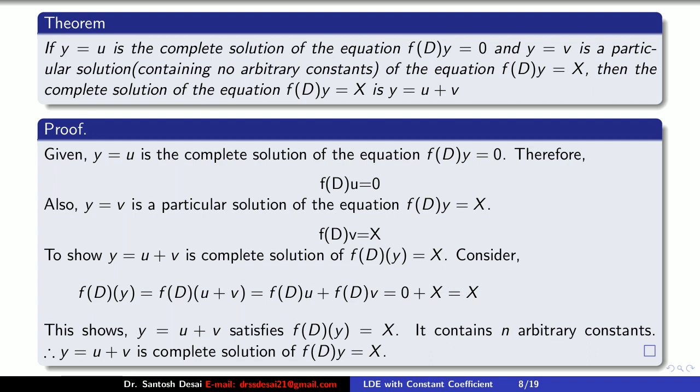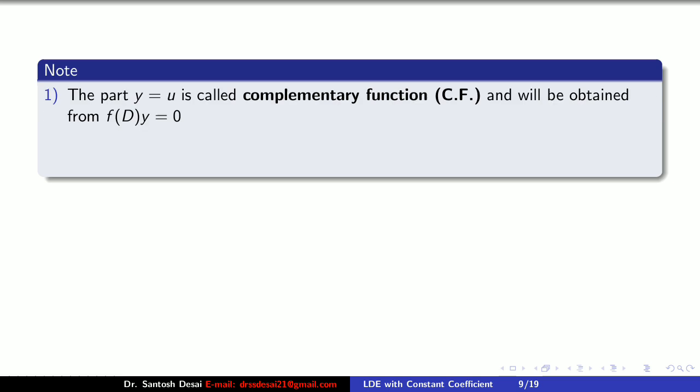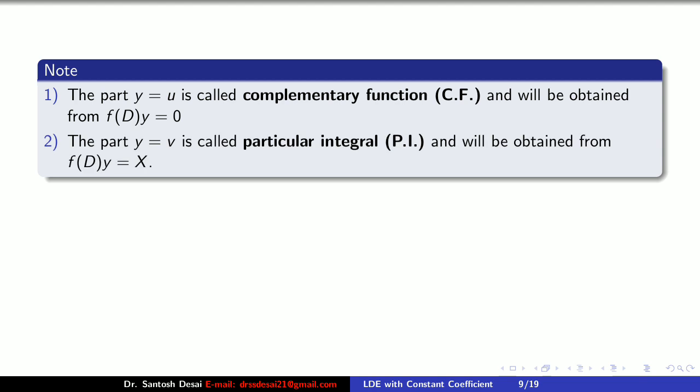Now the solution of f of D of y equal to 0, that is y equal to u, has some specific name, and also the solution y equal to v of the equation f of D of y equal to X has some specific name. So let us consider these as a note. The part y equal to u is called the complementary function and will be obtained from f of D of y equal to 0. And the part y equal to v is called the particular integral and will be obtained from f of D of y is equal to X.